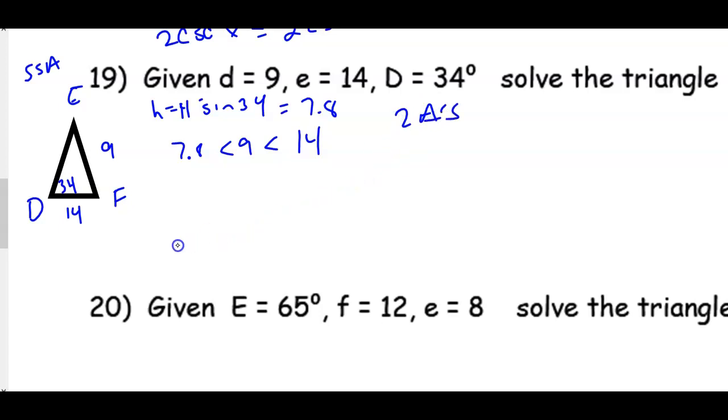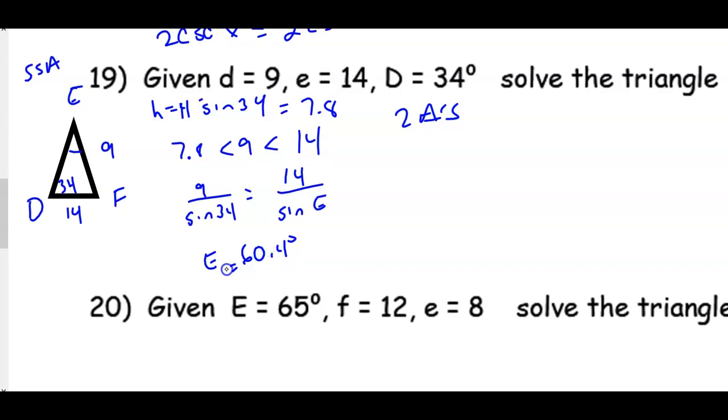There's two triangles here. So what you have to do is use the law of sines to find this missing angle right here, angle E. So 9 over sine of 34 equals 14 over sine of angle E. And then we cross multiply, and we're going to end up with 14 sine of 34. Then we divide that by 9, and then take the sine inverse of that, and that gives us 60.4. So E equals 60.4 degrees.